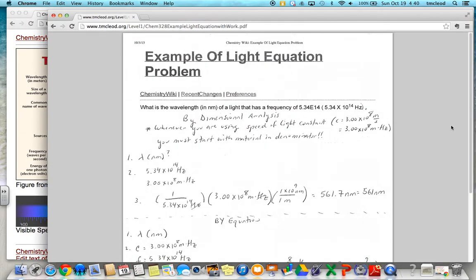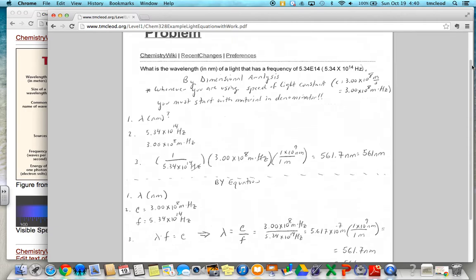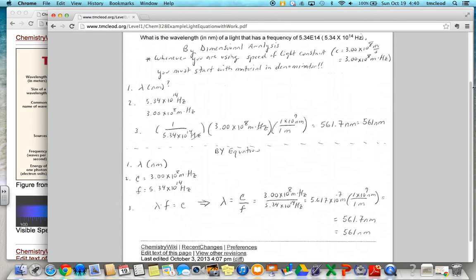Again, you can go to the previous page to get a copy of just the question if you want to write it yourself. Okay, so the question is, what is the wavelength in nanometers of light that has a frequency of 5.34 times 10 to the 14 hertz?